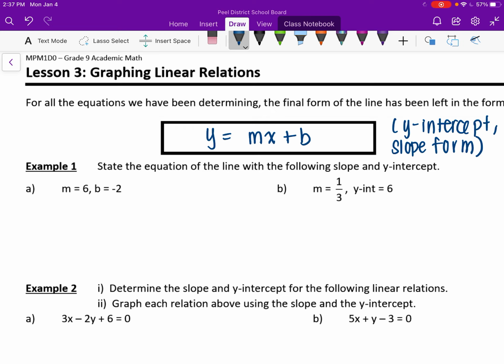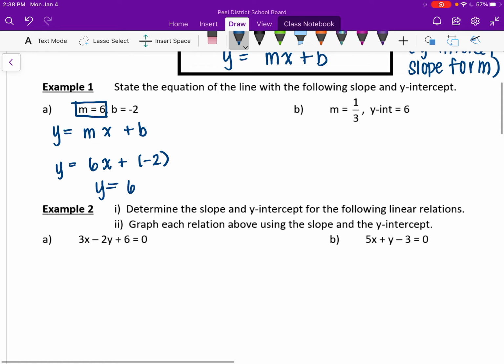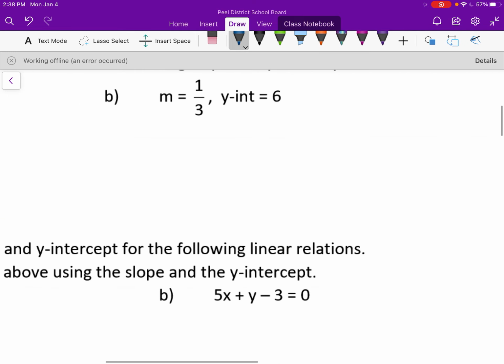So it says state the equation of a line with the following slope and y-intercept. When you're given something like this, I know that m is going to equal 6, b is going to equal -2. So I know that y equals mx plus b. I'm just going to plug my things in. y equals 6x plus -2, right? And then that turns into y equals 6x minus 2. You don't have to show this step here. I'm just showing it for the purposes of this video, right?